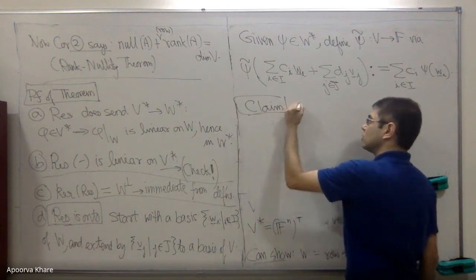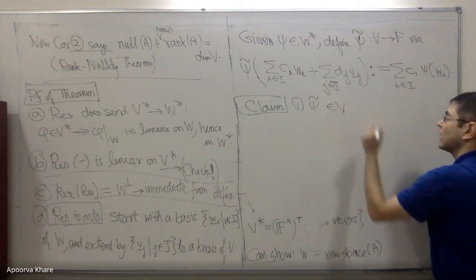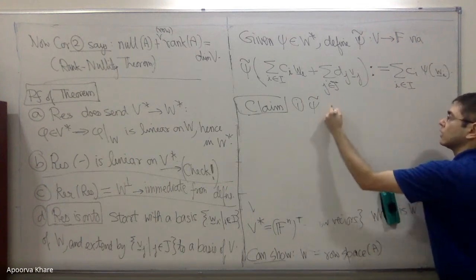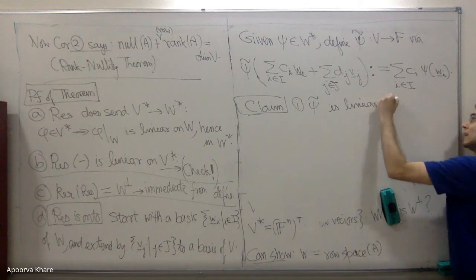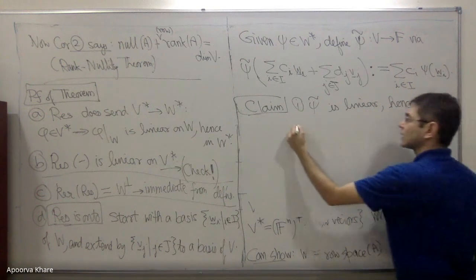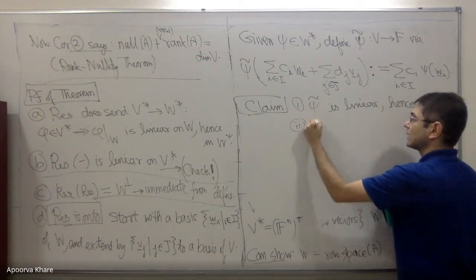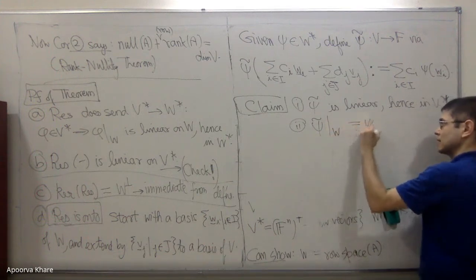Claim. Well, two claims. One is that psi tilde is linear, hence in V star. And the second claim is psi tilde restricted to W is psi.